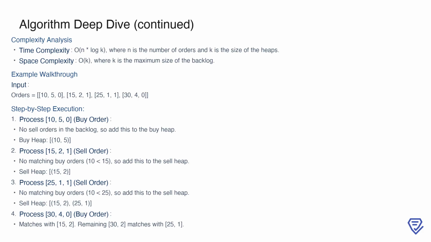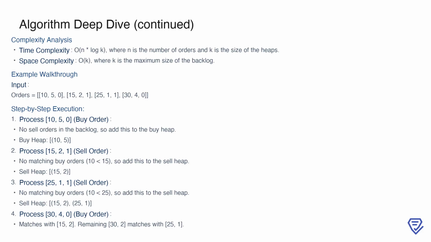To illustrate how the algorithm works, let's walk through an example. Suppose the input orders are [10, 5, 0], [15, 2, 1], [25, 1, 1], [30, 4, 0]. First, we process the buy order [10, 5]. Since there are no sell orders in the backlog, this order is added to the buy heap. Next, we process the sell order [15, 2]. There are no matching buy orders because 10 is less than 15, so this order is added to the sell heap. Then, we process the sell order [25, 1]. Again, no matching buy orders exist, so this order is added to the sell heap as well.